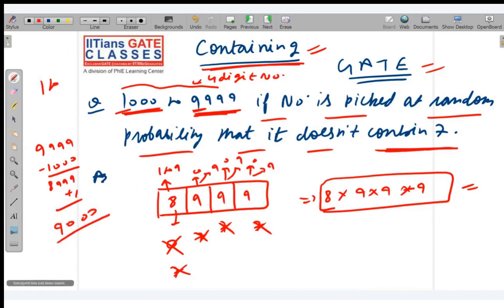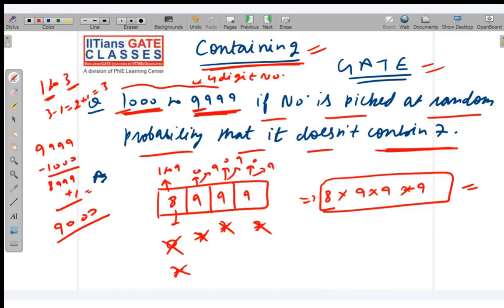See, if you are confused, you should say like this: from 1 to 3, how many numbers are there? So you will say 3 minus 1, that is 2. No, 2 are not there because 1 is also included. So plus 1 you have to do. Like in an array, you do upper bound minus lower bound plus 1. So that's why I have added plus 1. So it will be 9000.